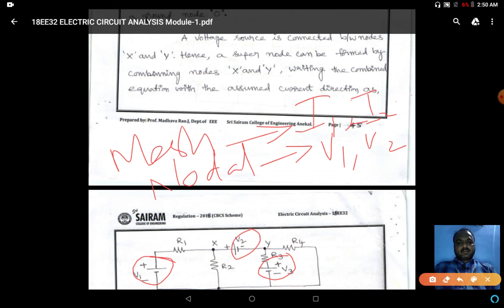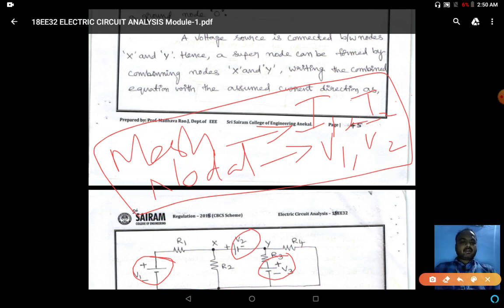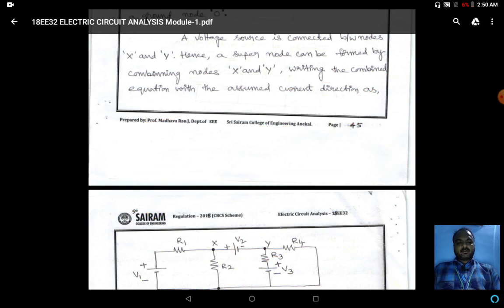So this is the difference between mesh and nodal analysis techniques. Mesh or super mesh analysis is used to find the loop currents. Nodal or super nodal analysis is used to find the voltage at every node, right? So this is the technique we will use.